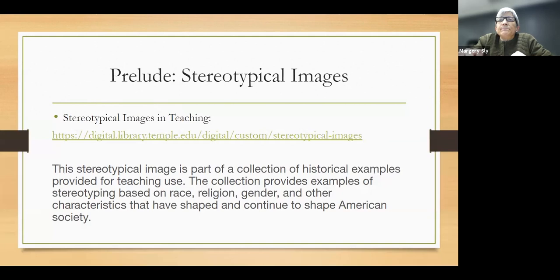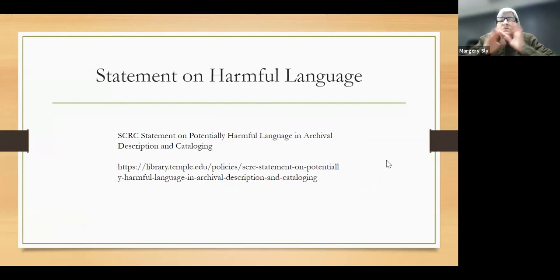Next slide. And then a series of events came together and SCRC began working on a statement on harmful language in 2017, 2018. There was the Archives for Black Lives Movement in Philadelphia, our work on disability rights collections, and also on Jewish collections. I'd like to acknowledge the SCRC archivists who did the hard work conceptualizing and drafting the statement.